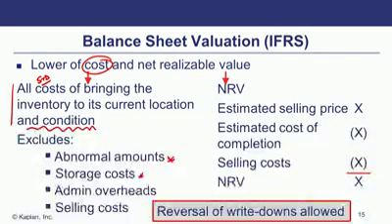Admin overheads, they're going to be excluded as well. Why? Because they have nothing to do with the production process. So if we're a manufacturing firm, we are going to include production overheads in the cost of our inventory, but not any admin overheads, nothing that is not directly related to the production process.